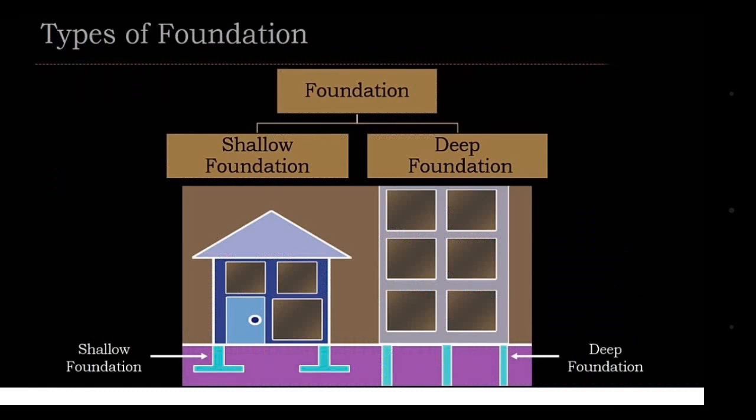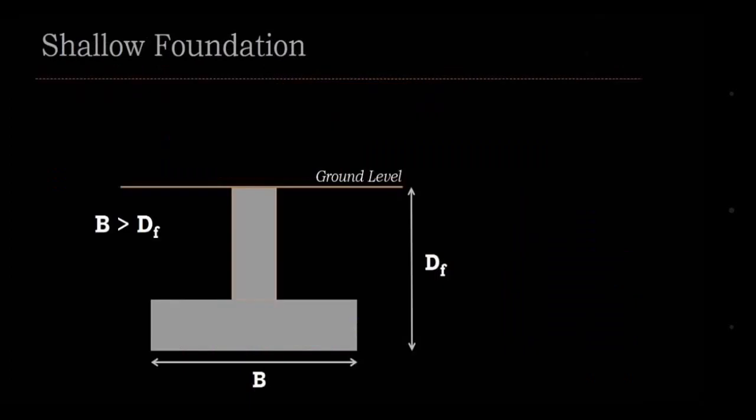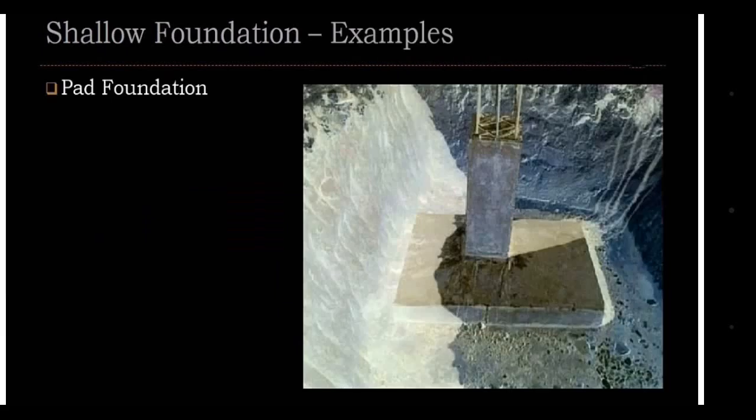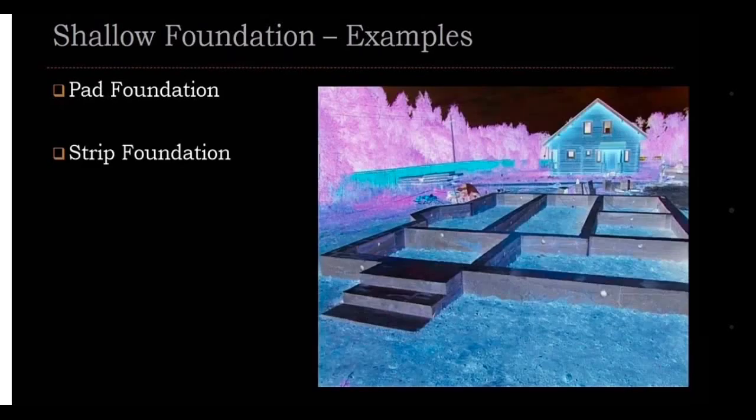There are two types of foundation, shallow foundation and deep foundation. First, we talk about shallow foundation. If the width of the foundation is greater than the depth of the foundation, then it is known as shallow foundation. Examples of shallow foundation are pad foundation, as you can see in this picture, and second is strip foundation. In strip foundation, the length is greater than its width and it is continuous.